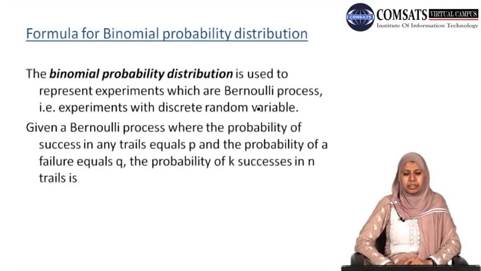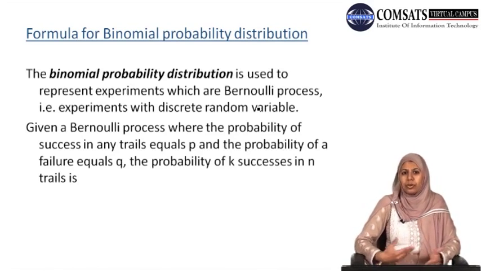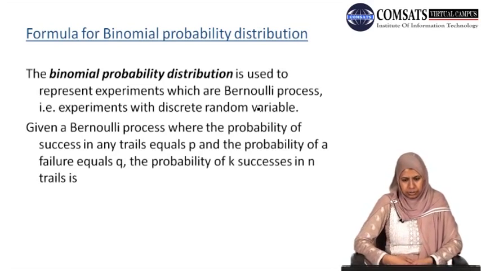Now summarizing all these, we define our binomial probability distribution as the distribution which is used to represent experiments which are Bernoulli processes, that is experiments with a discrete random variable, and further we have independent trials, and the possible outcomes are only 2, either success or failure, that is, the possible outcomes are mutually exclusive to each other.